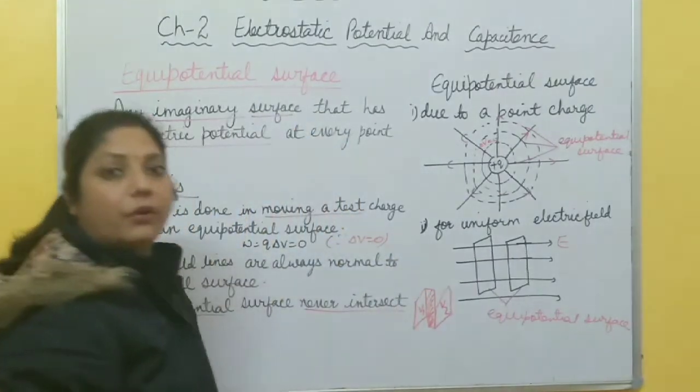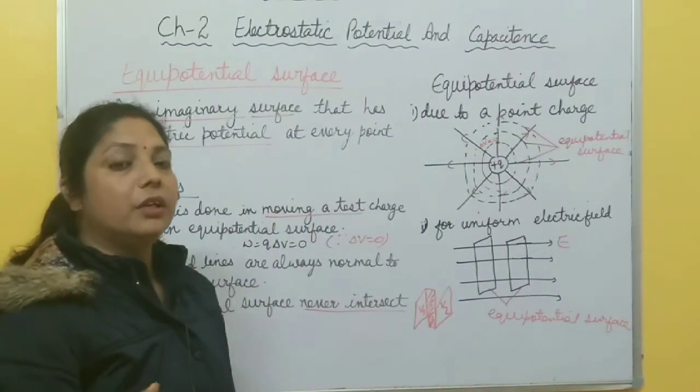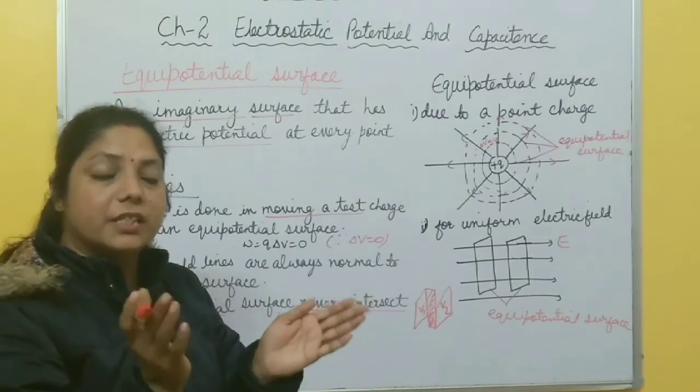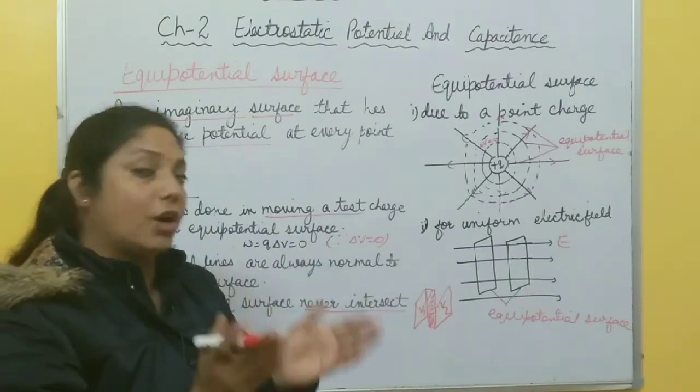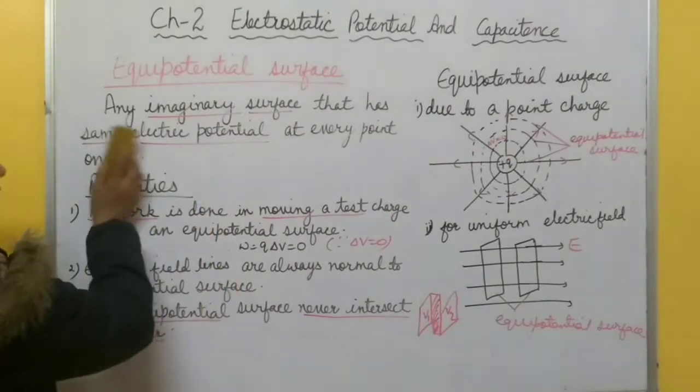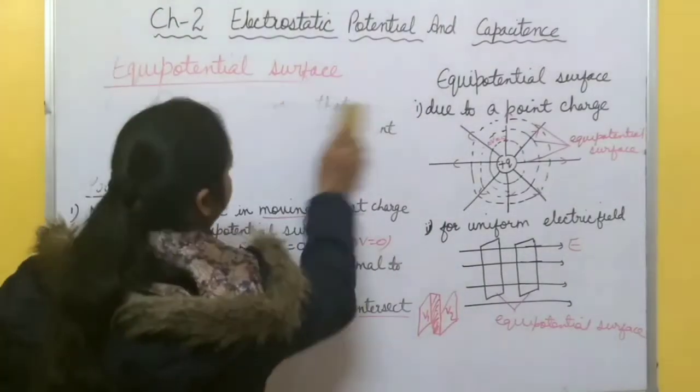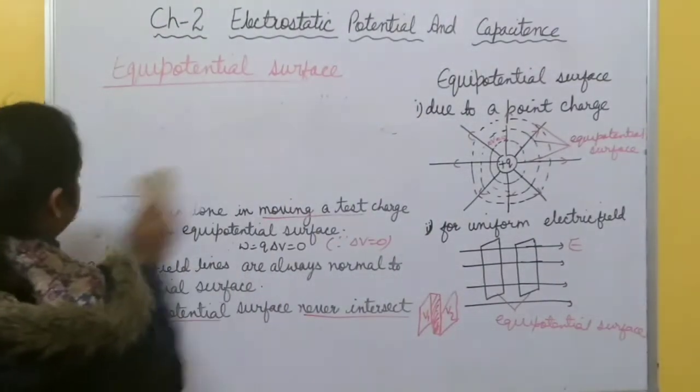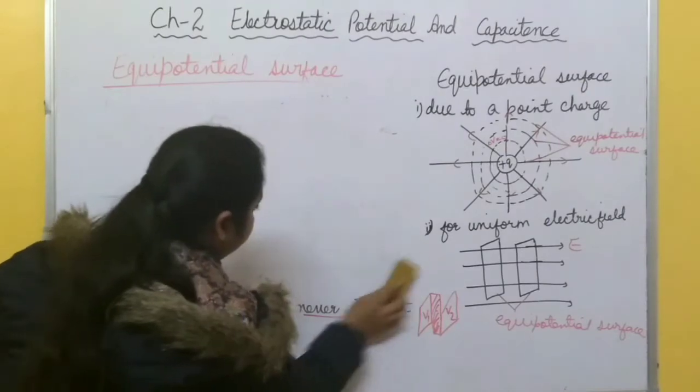One more thing: draw the equipotential surface for two equal opposite charges, and for two same charges. Then how do you draw it? Let us see. First take a screenshot of this one. Hope you have written it or taken a screenshot.